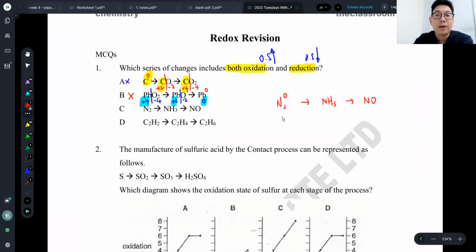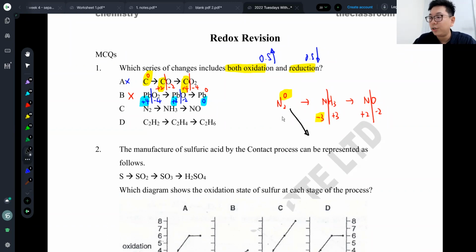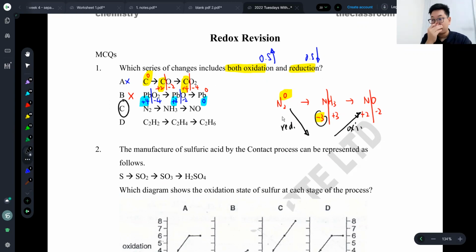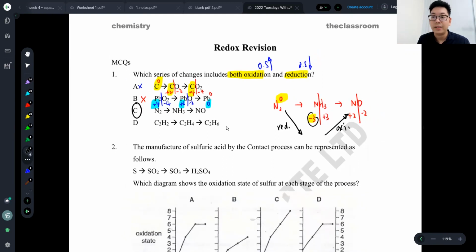Okay, 0. If you've always struggled with filling in oxidation states, this is for you. Split plus 3, minus 3. Split minus 2, plus 2. I think this one has a chance. Why? 0 to minus 3, oxidation state decreases. Plus 3, minus 3 to plus 2, oxidation state increases. Reduced, oxidized. C. That's it, done. So that is your MCQ.